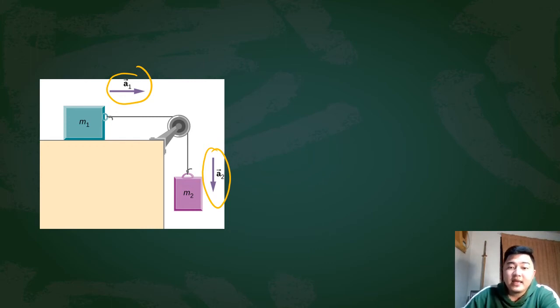So let's make the free body diagram for mass 1. If this is our mass 1, what will be the forces present on the object?